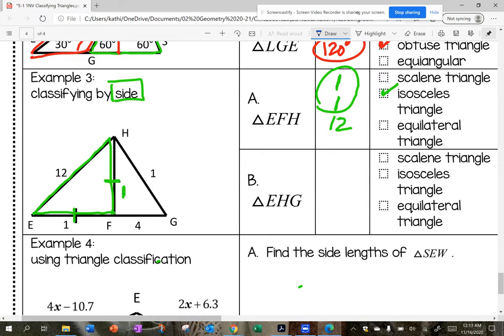Next triangle, triangle EHG. So EHG, that's the outside triangle. So what are my sides? So I have a side of 12, I have a side of 1, and I'm going to add 1 plus 4, and a side of 5. So I have no congruent sides. When I have no congruent sides, that's classified as a scalene triangle.